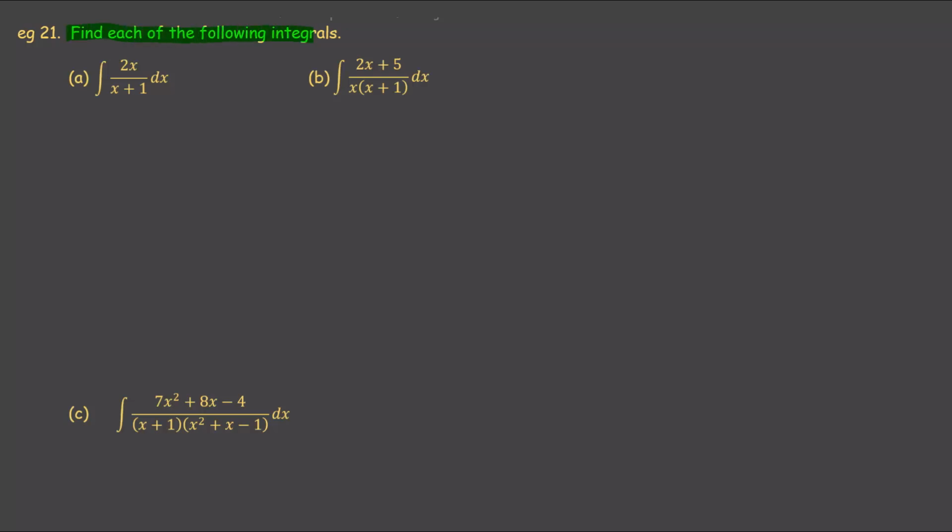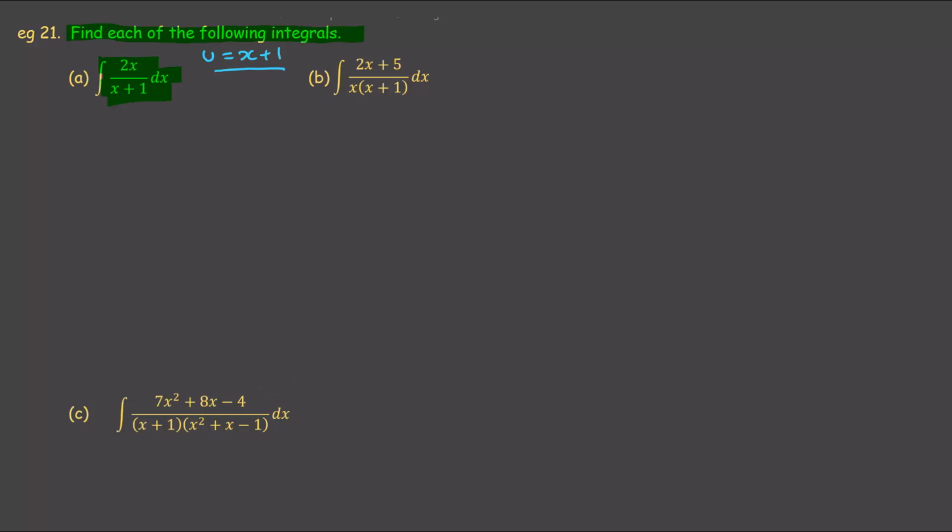Find each of the following integrals. And this is kind of a miscellaneous example. If we look at part A, 2x over x plus 1, you could do this, and probably the best way of doing it is a substitution, u equals x plus 1, and away you go. But we could do this as a type 4 partial fraction.